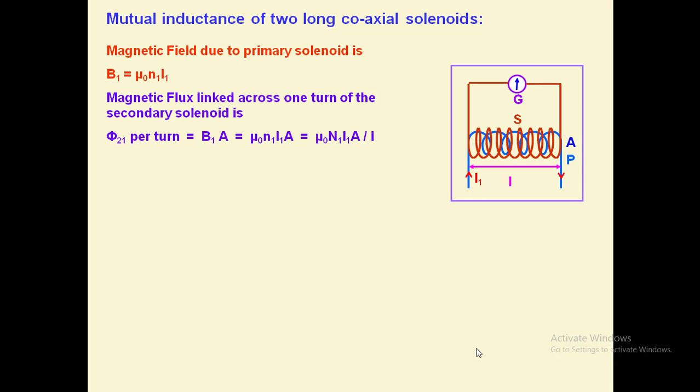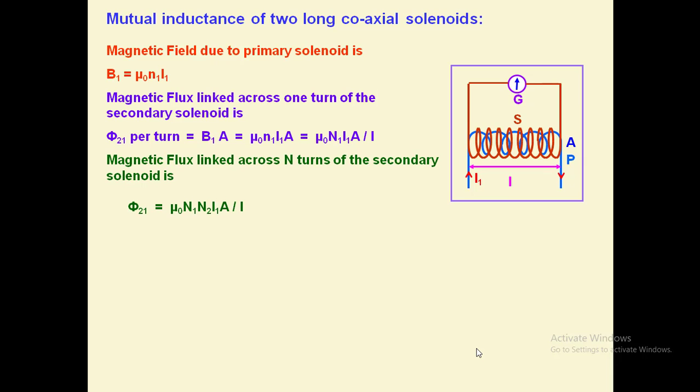Now here B1 means the magnetic field produced by the primary coil, which is linked with the secondary coil. So B1 into A is equal to mu naught n1 I1 A, which is equal to mu naught capital N1 I1 A by L, where small n is nothing but the number of turns per unit length. So here capital N represents the number of turns.